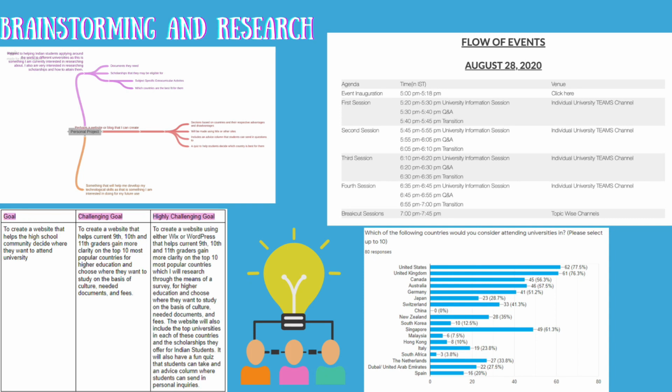For my primary research, I sent out a survey and received 80 responses. I also attended a university fair where I communicated with university representatives in order to better understand the whole process. As for my secondary research, I used a variety of videos, websites, and articles to gather relevant information.